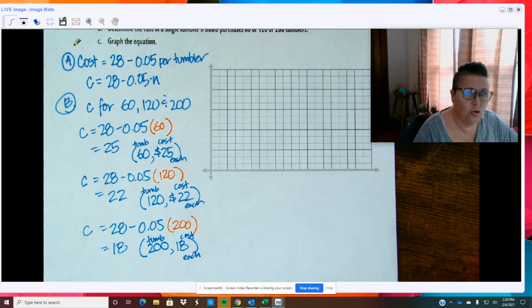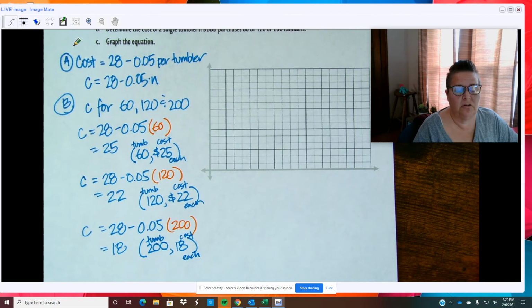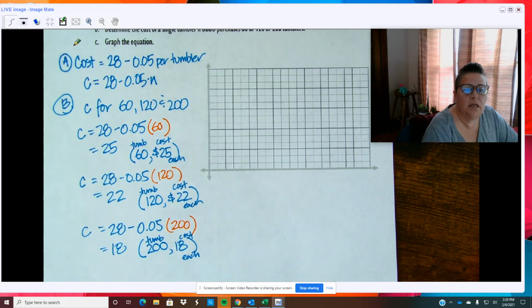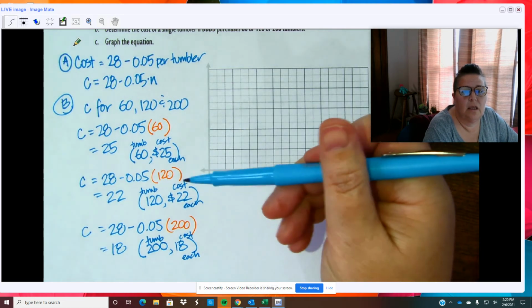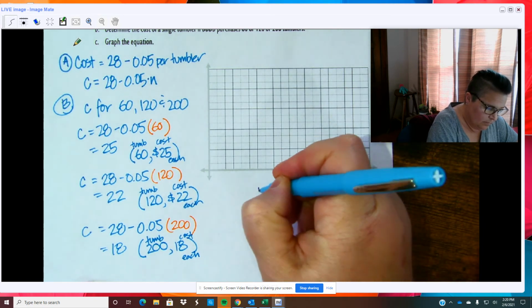Part C says to graph the equation. That's why the lovely graph is here. All right, so I need to go 60, 120, 200. I need to figure out how to put this on the graph. It looks like the number of tumblers will go across the bottom here.